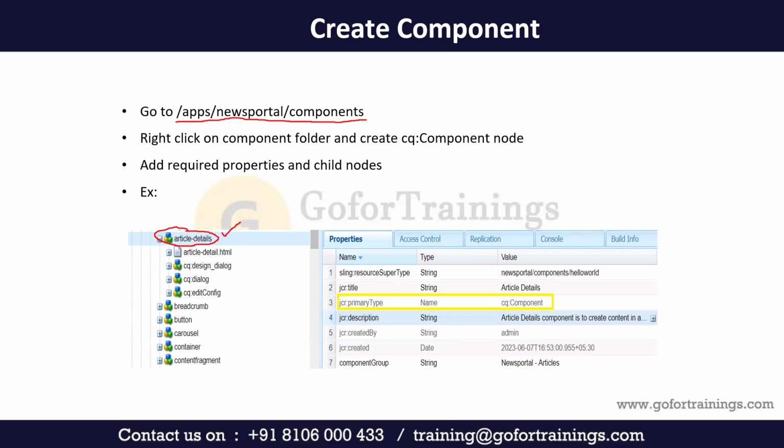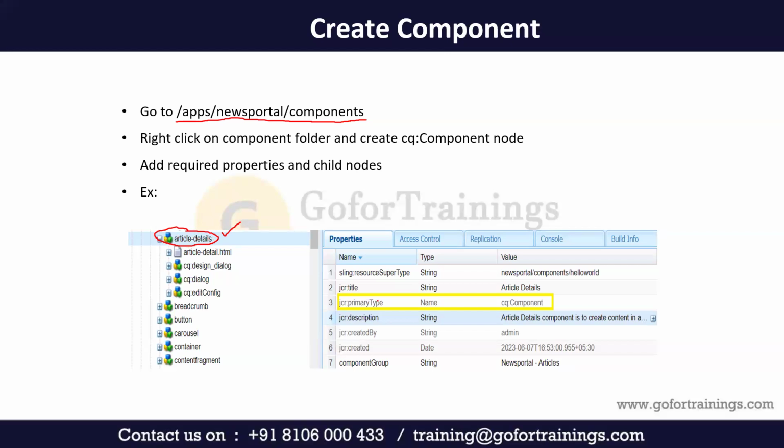Here you can use either hyphen or underscore if you have multiple words in your component name. In our case, article hyphen details are two different words in my component name. I have used a hyphen. Here you can use either hyphen or camel case. Camel case means the first word's first character is small, and from the second word onwards, the first character will be capital. Article, capital D in details, is camel case. Either you can use camel case, or use hyphen or underscore with small characters. This is the node name.